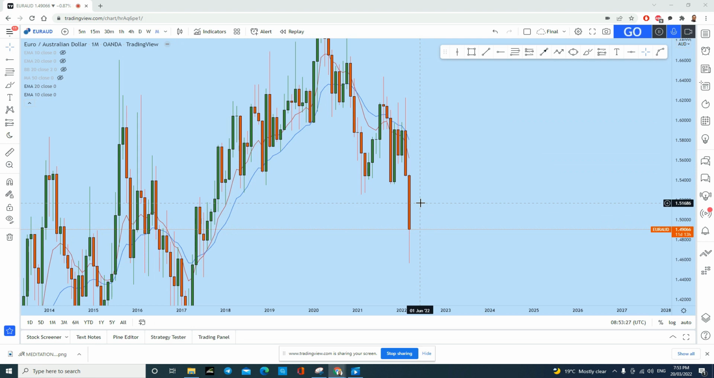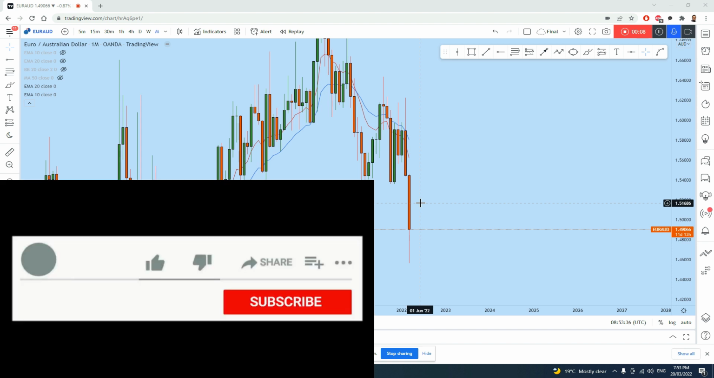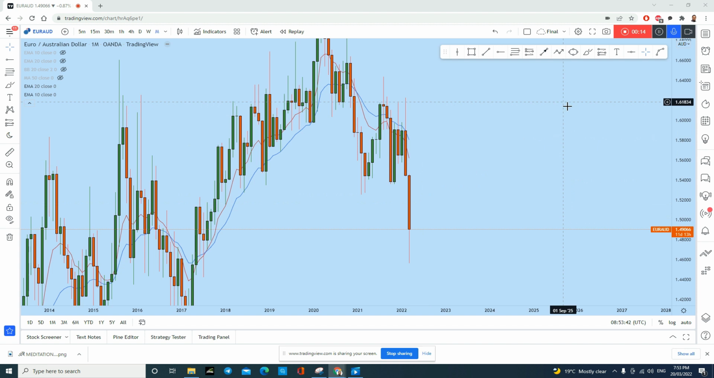What's up, traders? So let's do a full multi-time frame analysis of Euro AUD. Let's find out what kind of trading opportunity we have in this instrument. Now we'll see, first of all, the bigger picture, the monthly time frame.